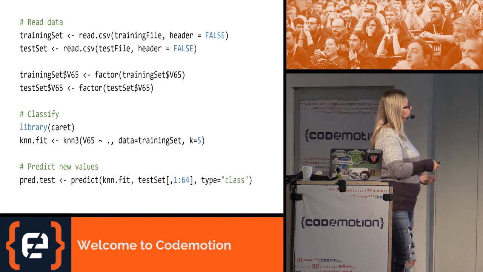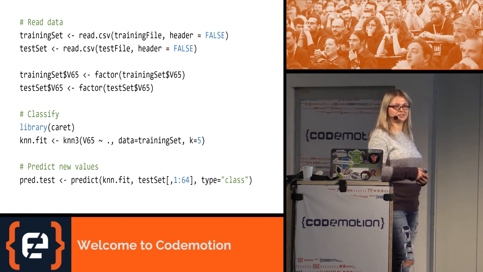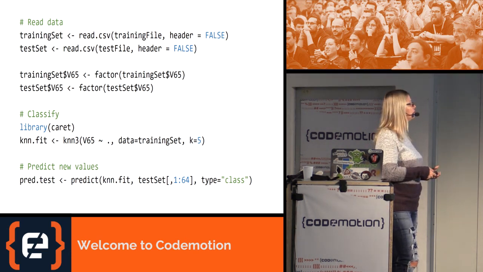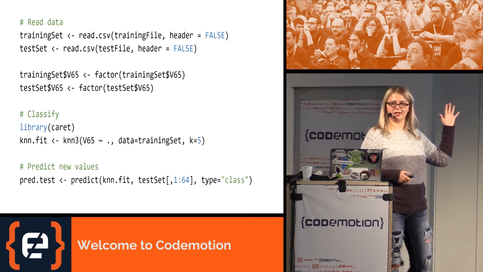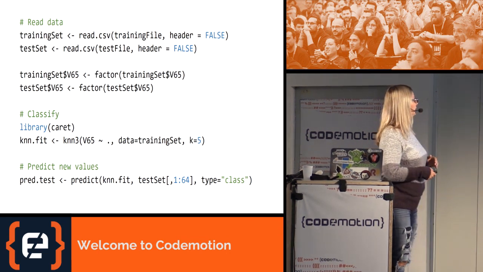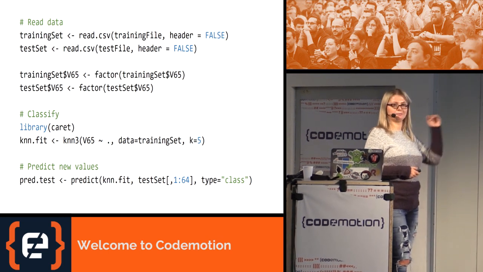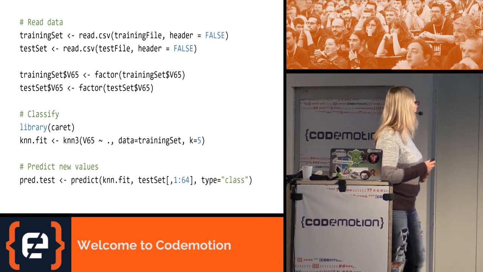Then I use the library called caret, and I use the k-nearest neighbor algorithm. And what I'm saying is, predict the 65th column based on any other column. The dot means the rest that wasn't already used. Use my training set, and use 5 nearest neighbors in this algorithm. And there you go, I have my model. After clicking on this line, I have my model. It doesn't even take a noticeable amount of time.